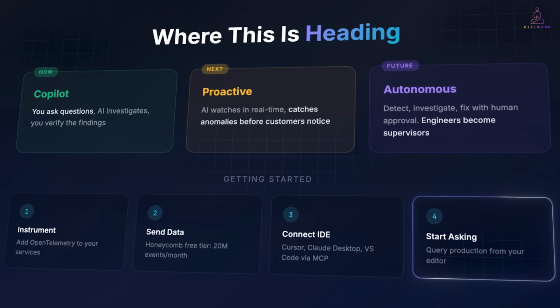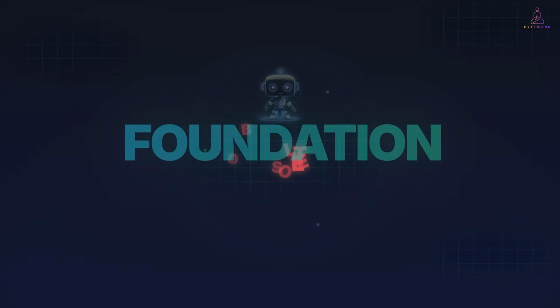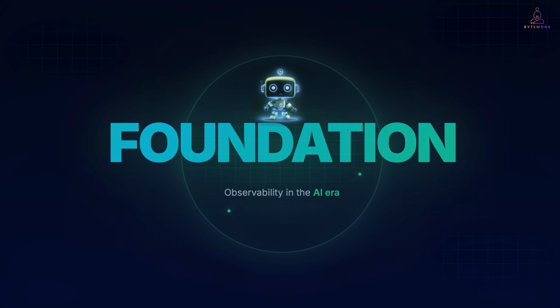Here is what I want you to take away from this. Observability isn't becoming obsolete in the AI era. It's becoming the foundation that makes AI-assisted development possible.